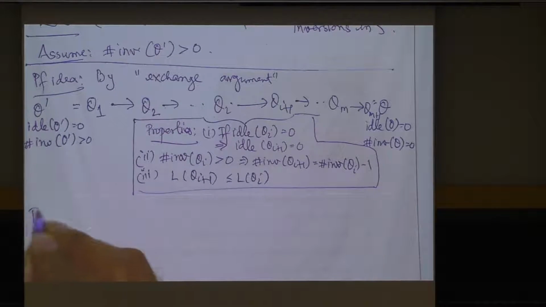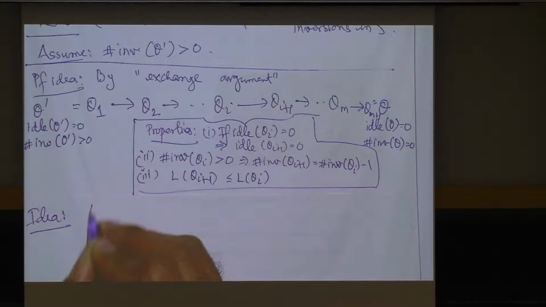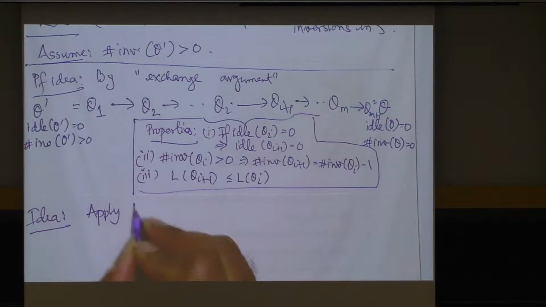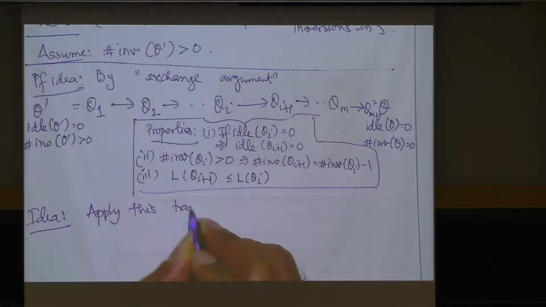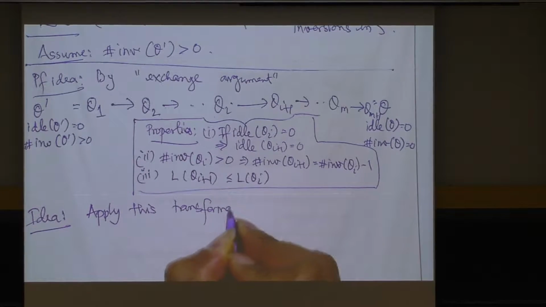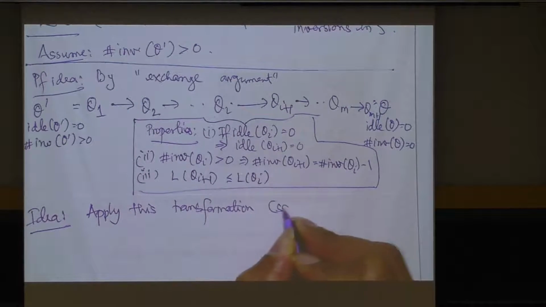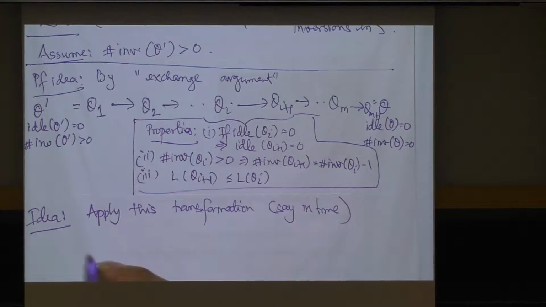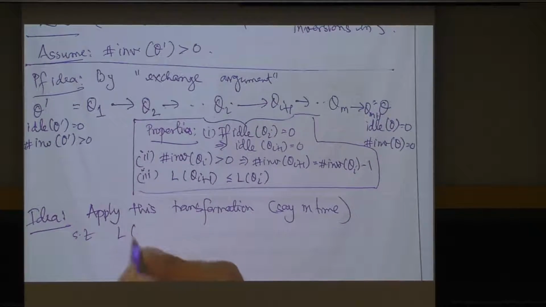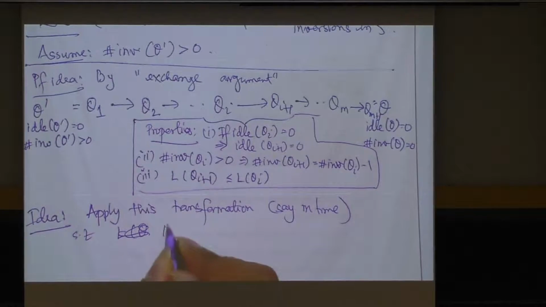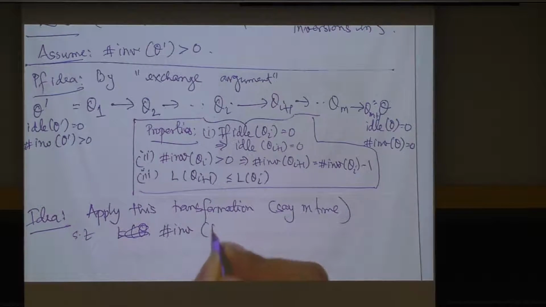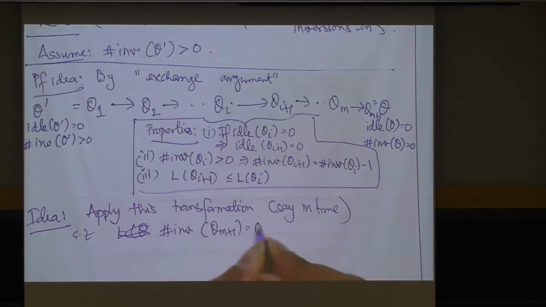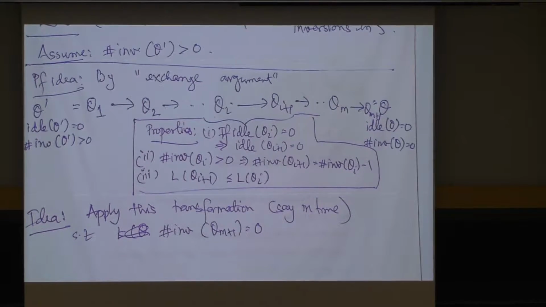And so if I have this, the idea is fairly simple. You just apply this transformation m times, so that you end up with O of m minus 1, such that the number of inversions goes to 0. So every step it's decreasing by 1. You just keep on doing it till you get to 0.